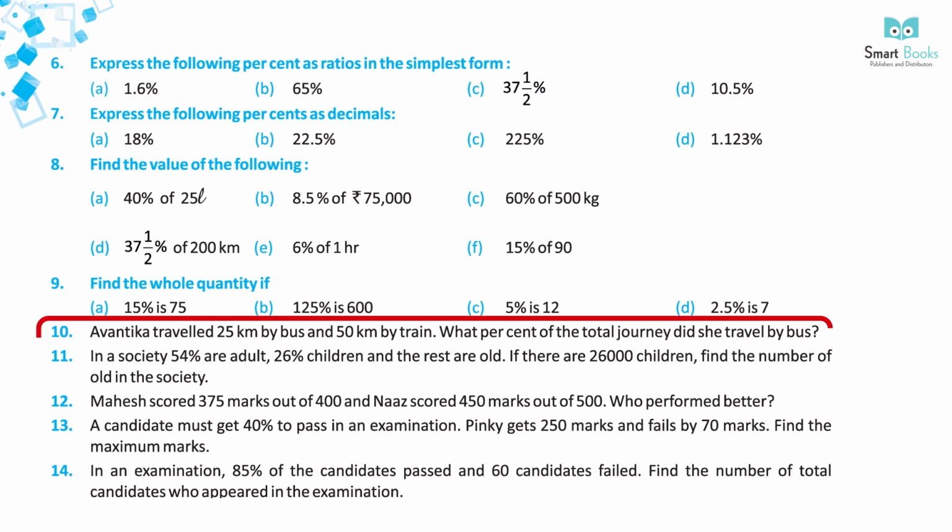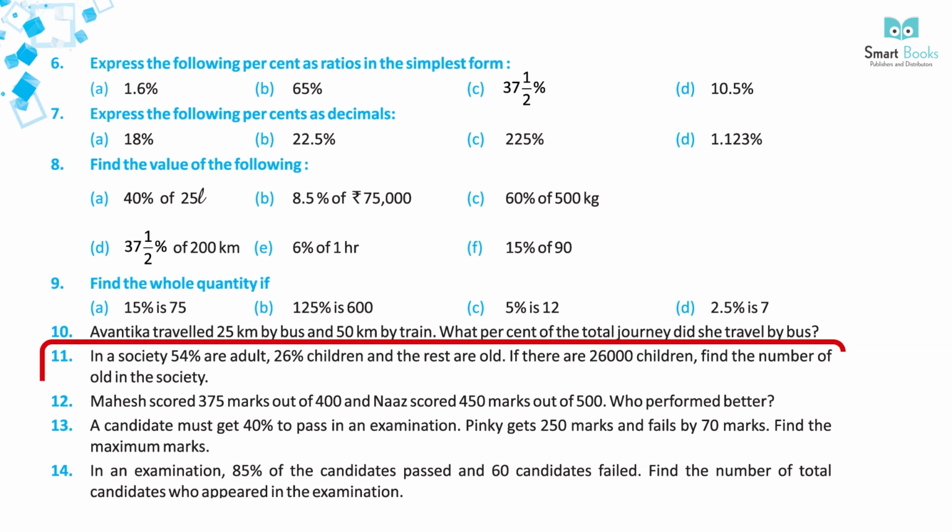Question 10. Avantika traveled 25 km by bus and 50 km by train. What percent of the total journey did she travel by bus? Solution 33.33%.